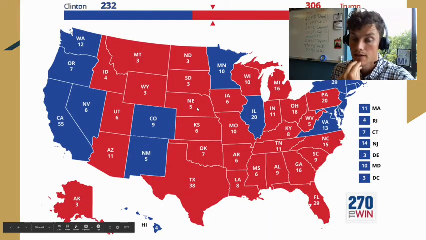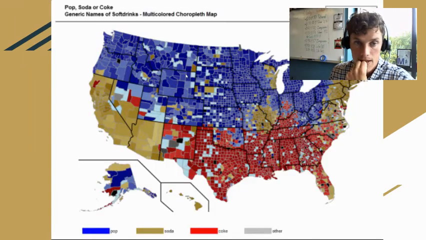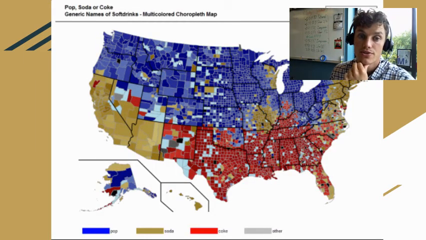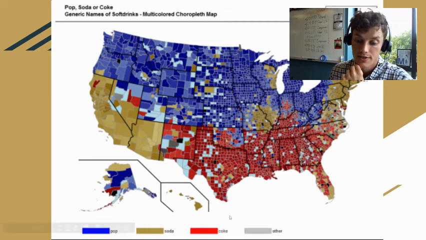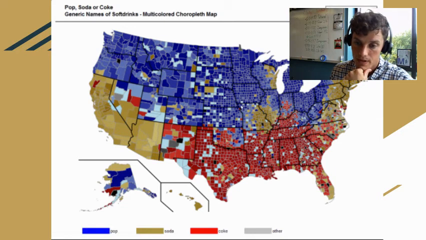Here would be an election map from 2016 showing which states voted more for Trump versus which states voted more for Clinton. And here's a fun map that shows you whether or not states call it Coke, soda, or pop. The blue means they call it pop.